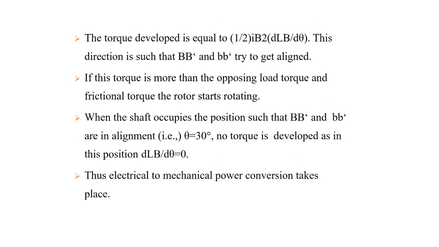Torque developed will be equal to half Ib squared times dLb/dθ. The direction is such that BB' and bb' try to get aligned. If this torque is more than the opposing load torque and frictional torque, the rotor will start rotating. When the shaft occupies a position such that BB' and bb' are in alignment, that is θ equal to 30 degrees, no torque will be developed, as in this position dLb/dθ is 0. Thus, electrical to mechanical power conversion will take place.